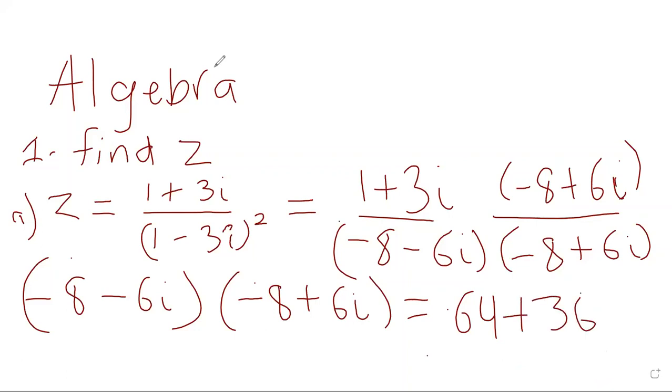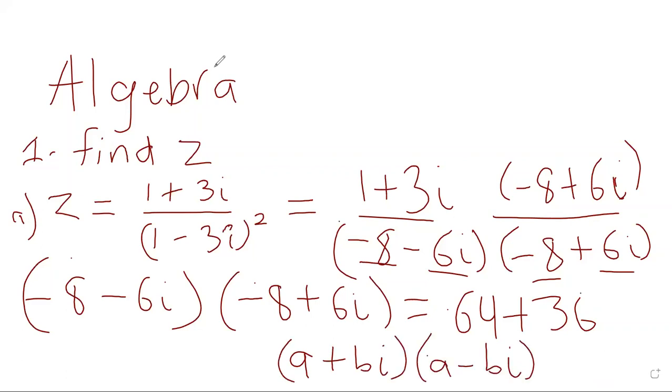So if you look at it, if we multiply two complex conjugates, all we get is the squares of their imaginary and real parts adding up. Okay, so if I have a plus bi multiplying a minus bi, what I get is a squared plus b squared. Okay, a squared plus b squared. I hope you understand.